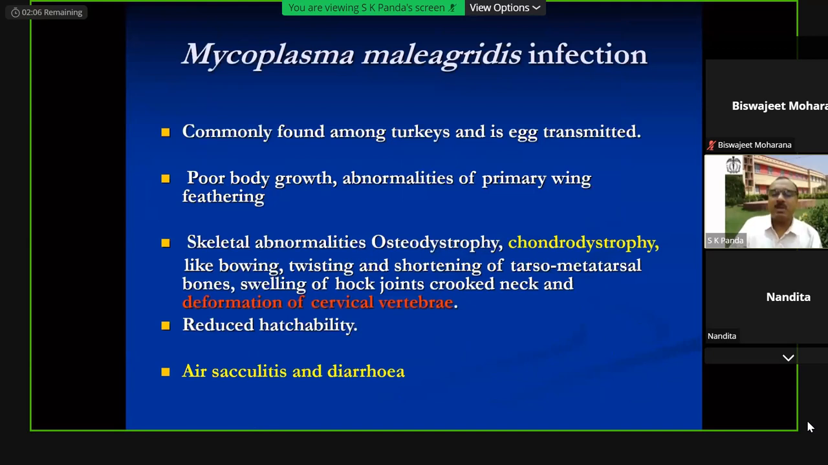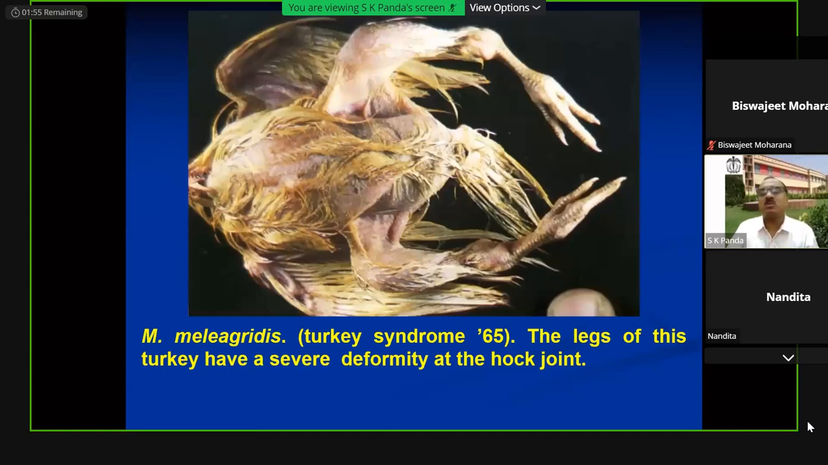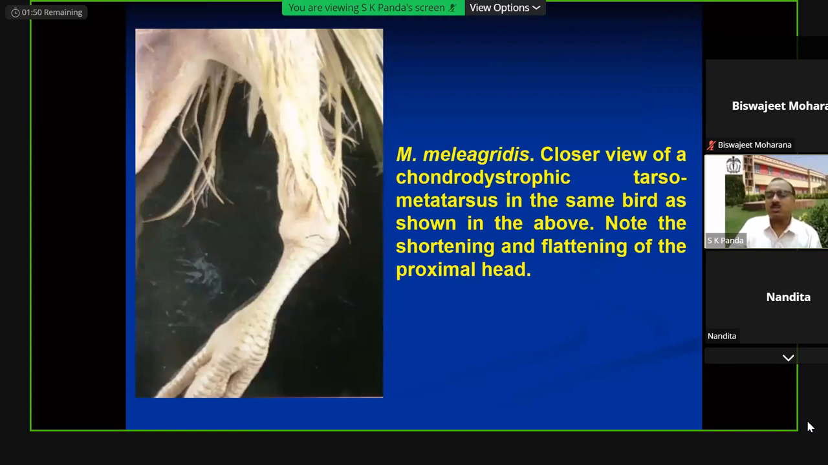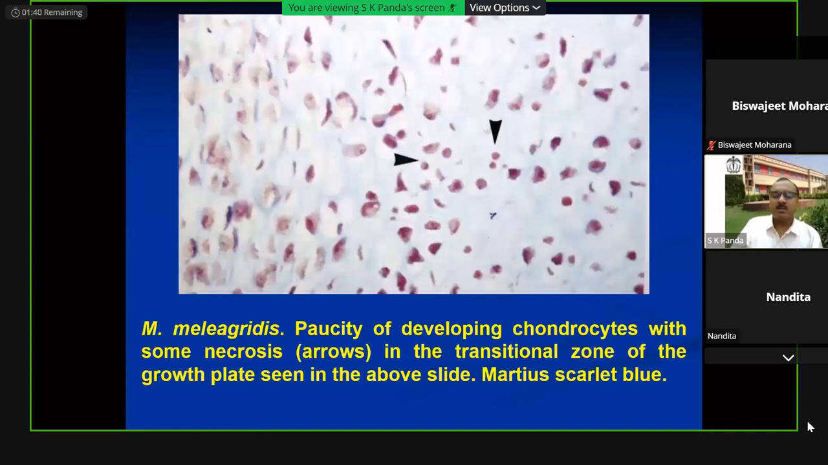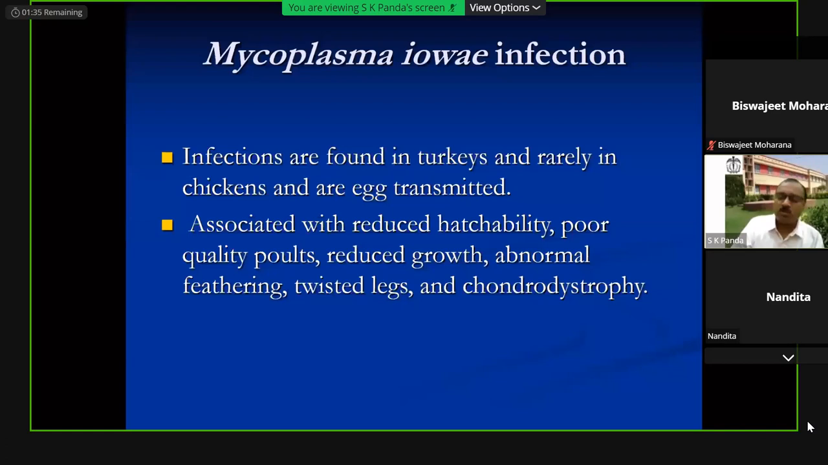Then the Mycoplasma meleagris, of course, it is not so common. You will find mostly deformation of the cervical vertebrae. It is not so common. You will find the legs of the turkey, mostly a deformity of the hock joints. Spondylodystrophy, tarsometatarsus specifically, you will find that. You should not be so much worried for this disease. It is not so common. And mostly it is in the bones, skeleton. Mycoplasma iowae also there in the turkey. You don't worry for that. But the first 2-3 are more important.